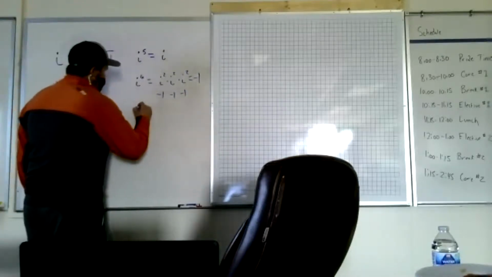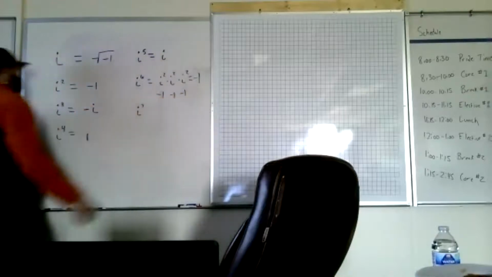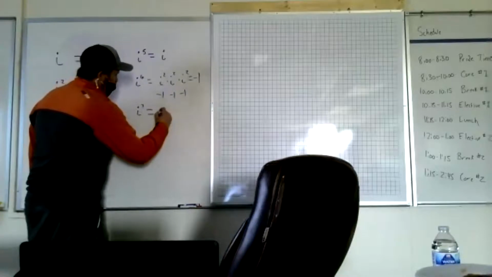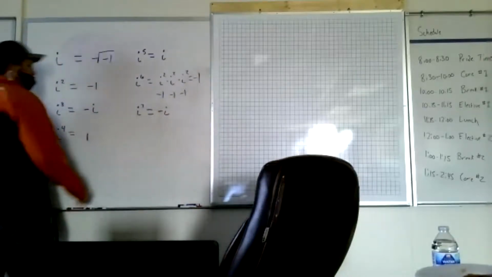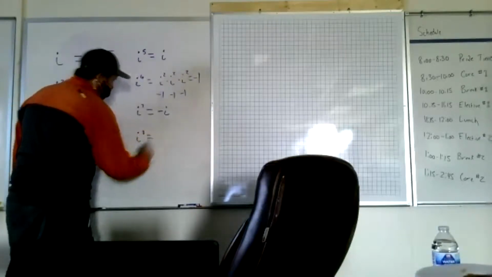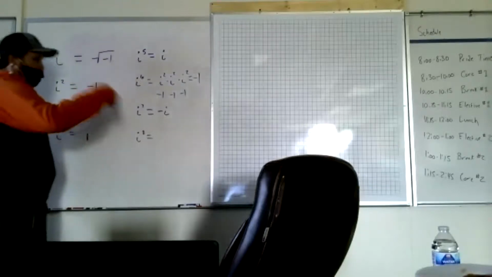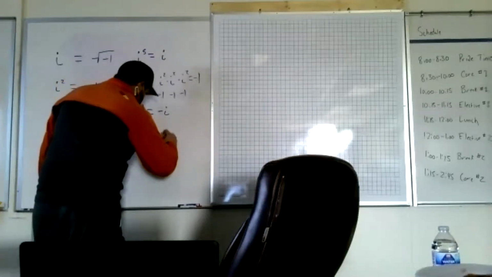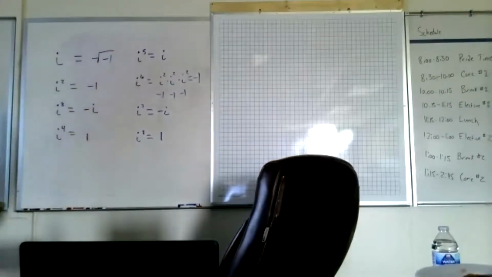Okay, i to the 7th power. Taking a negative 1 times i again gives you negative i. Okay, and then i to the 8th power. It's like taking negative 1 times negative 1 times negative 1 times negative 1, which is going to bring you back to 1.